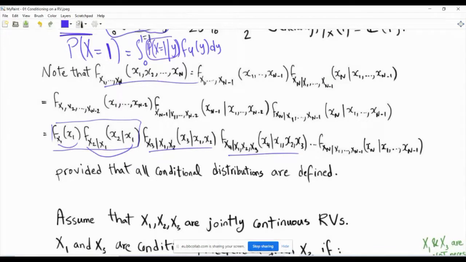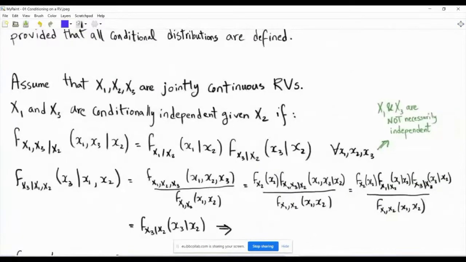So the joint distribution of x1, x2 till xn can be written as the PDF. I suppose that our variables are jointly absolutely continuous. You write it as the PDF of x1, then the conditional PDF of x2 given x1, and the conditional PDF of x3 given x1 and x2, then the conditional PDF of x4 given x1, x2 and x3, and so on and so forth. So sometimes this way of writing the joint distribution may be helpful.